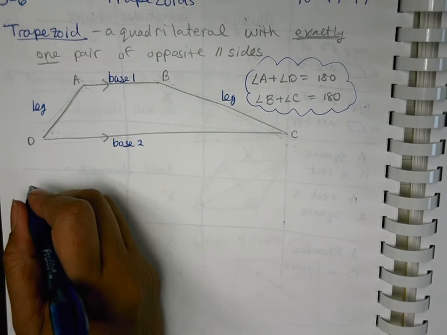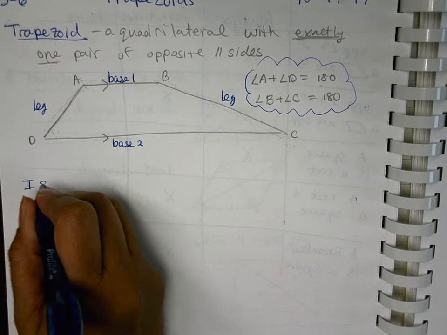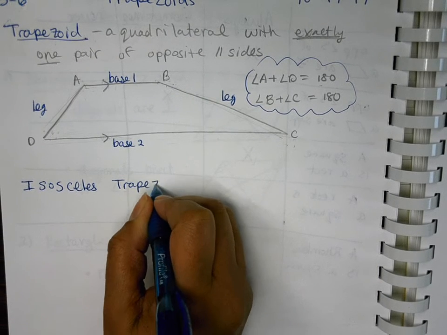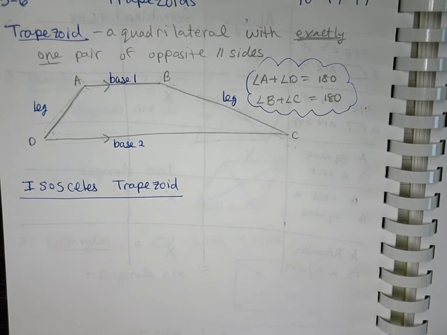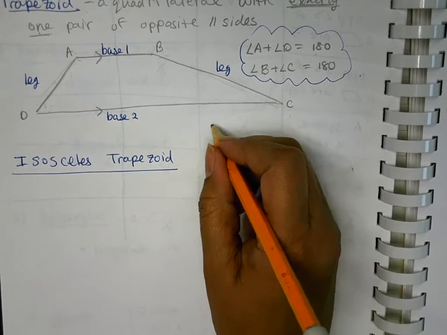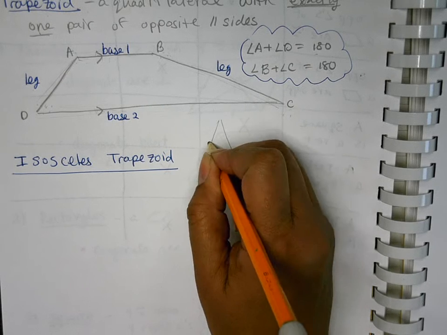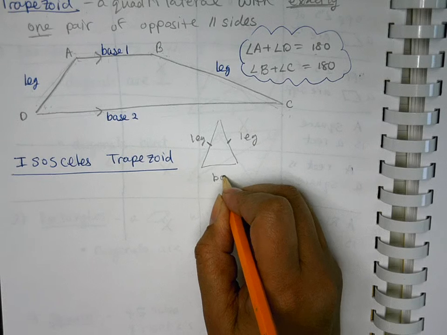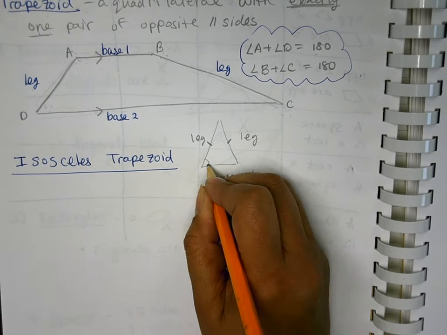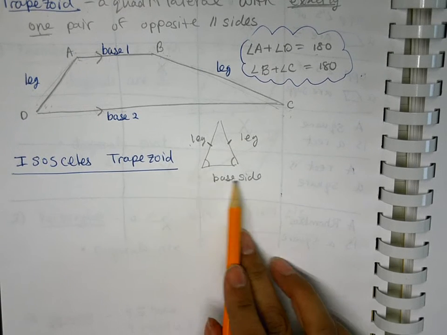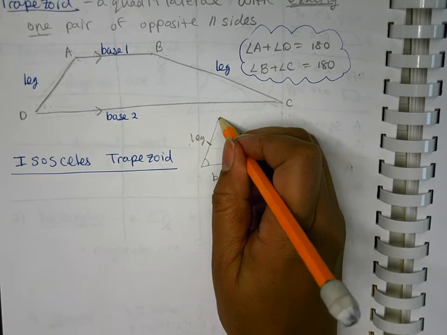Okay, next thing we're going to talk about is isosceles trapezoid. Okay, so you guys know what an isosceles triangle is, yes? Congruent legs, leg, leg, and the base side. Do you guys remember that? And these were my base angles. Leg, leg, congruent, base side, base angles, and this up here was called the vertex angle.